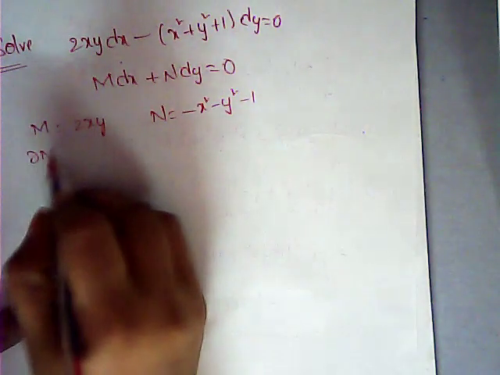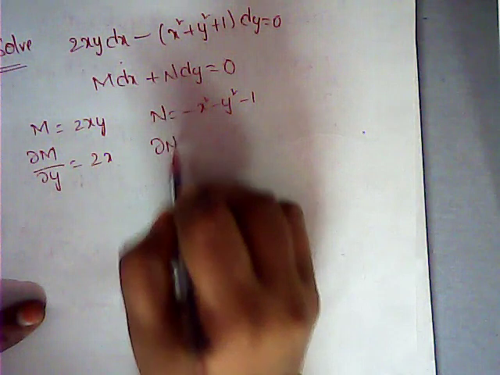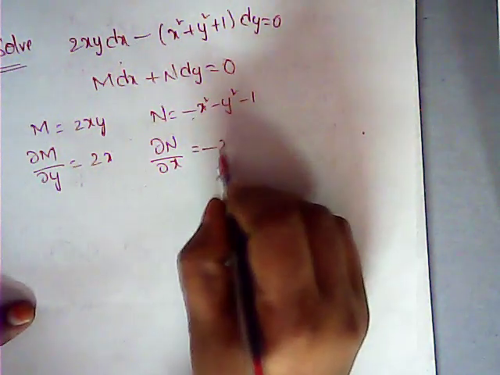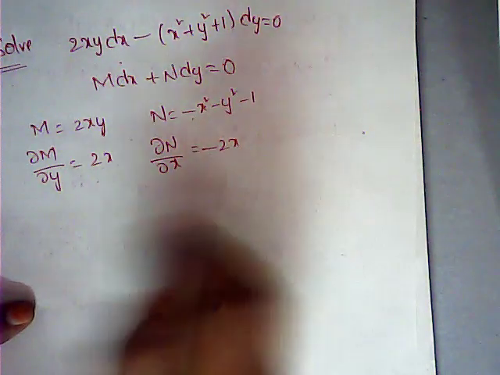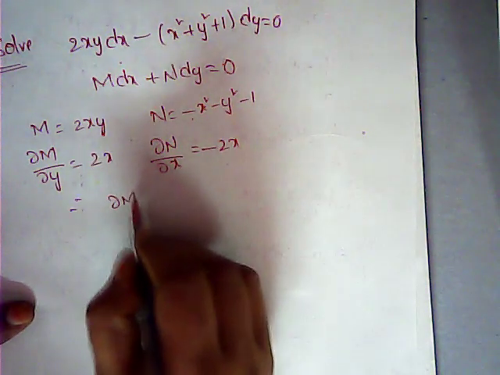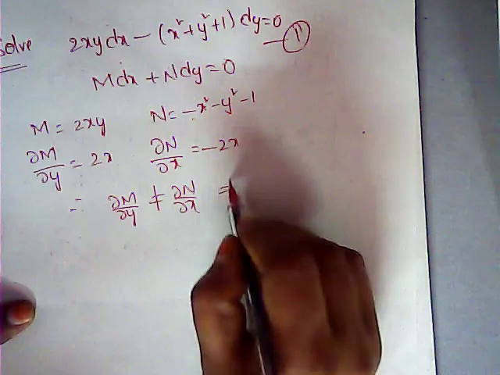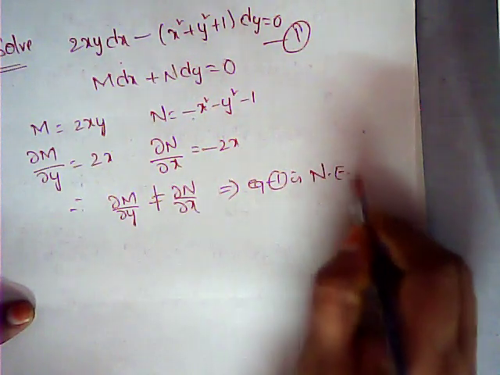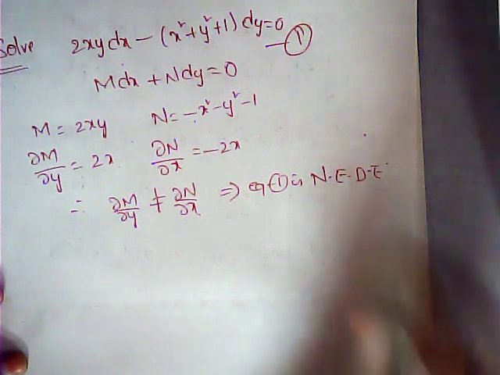Okay, now what is dou M by dou y here? Dou M by dou y is equal to 2x. And what is dou N by dou x here? Dou N by dou x is minus x squared, differentiation is minus 2x. So you can see one is positive and one is negative here, right? So you can tell that dou M by dou y is not equal to dou N by dou x here. So therefore equation 1 is a non-exact differential equation.